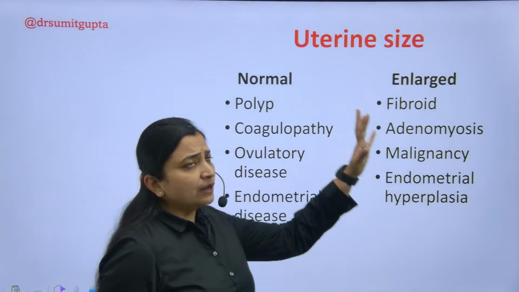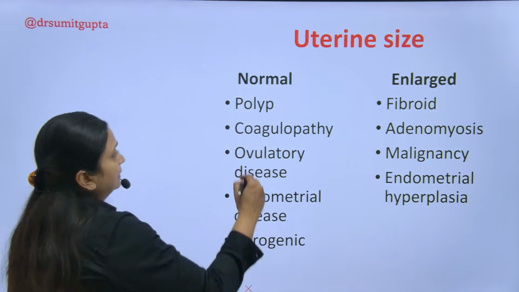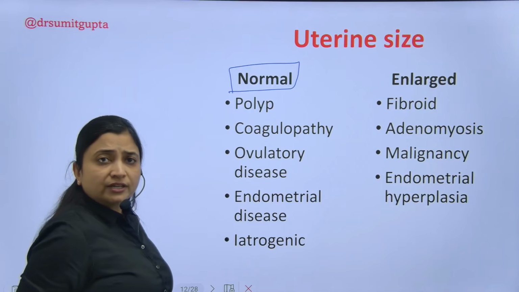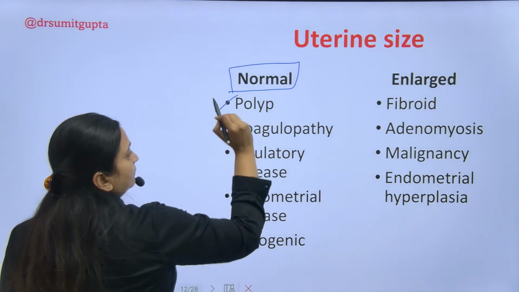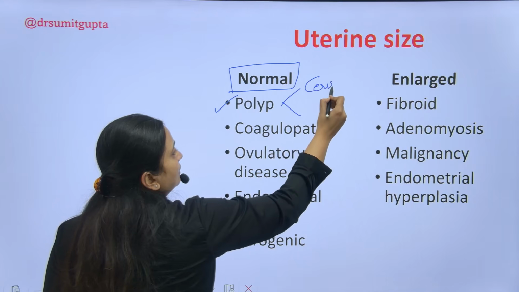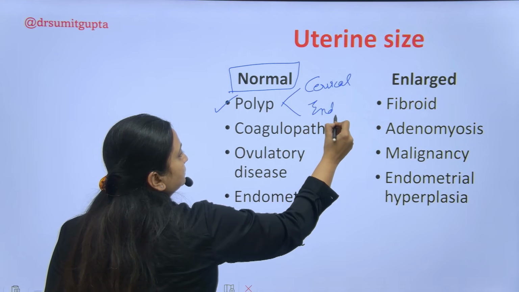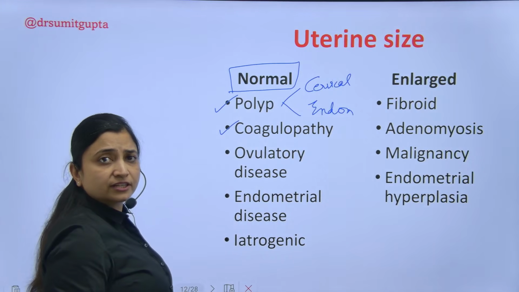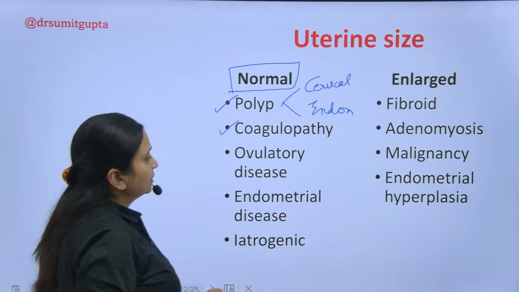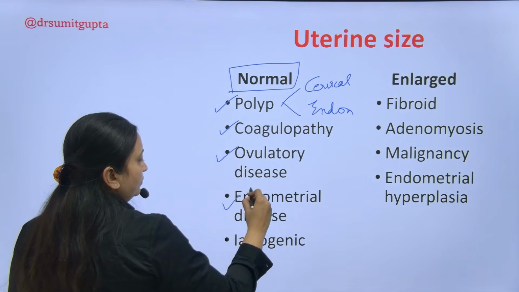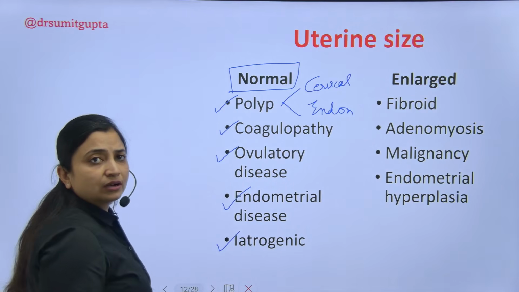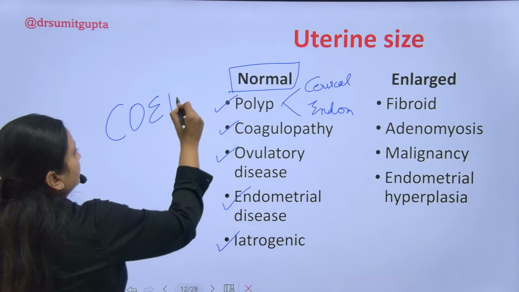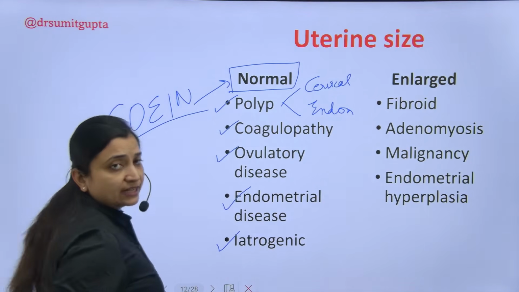Now you were palpating the uterus and you found that the size was normal, but still the patient is having AUB. What are all the differential diagnoses that come to your mind? Polyp, either cervical or endometrial, or coagulopathy. Mainly these are the non-structural lesions. As the uterine size is normal, there is some other factor working. Or ovulatory disease, endometrial disease, iatrogenic and not otherwise classified. So generally it is the COEIN part in which you will find a normal size uterus.